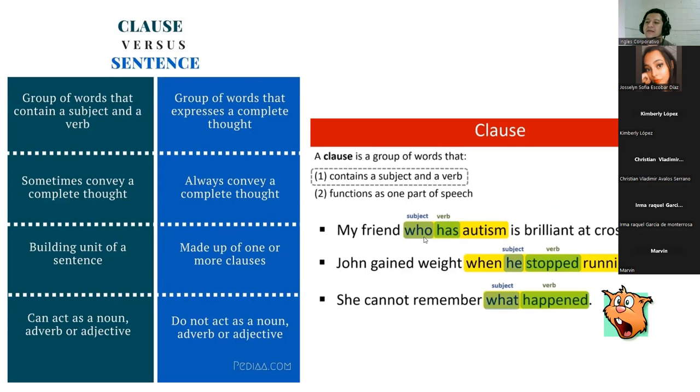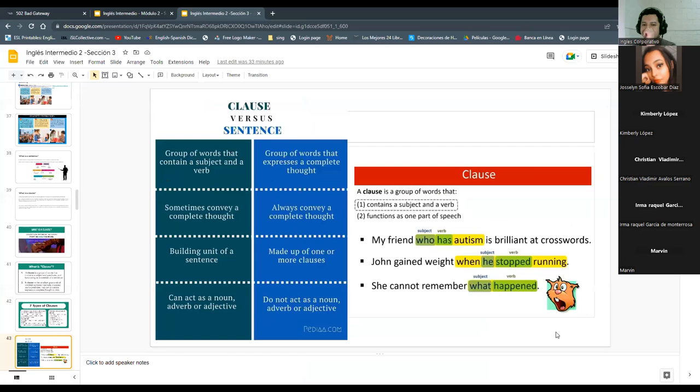My friend who has autism is brilliant at crosswords. Who has autism is a clause. John gained weight when he stopped running. When he stopped running is another clause. It's a dependent clause, right? She cannot remember what happened. What happened? It's another clause. You see, we have a sentence with an independent clause and a dependent clause. Entonces tenemos independientes y dependientes, como ya vimos.